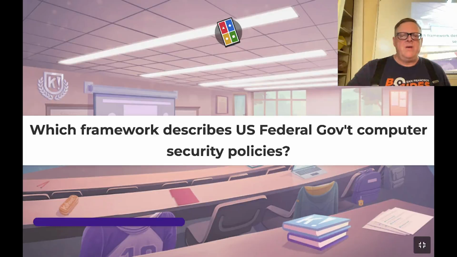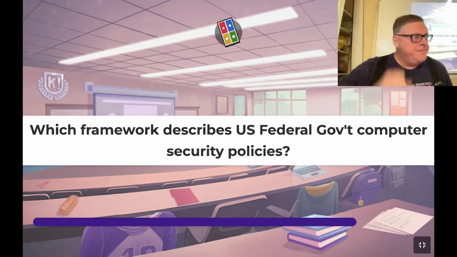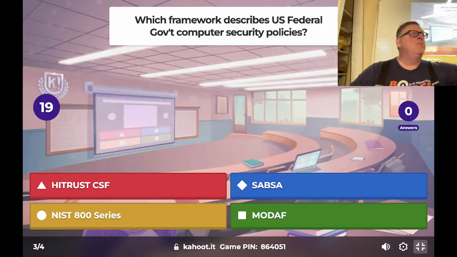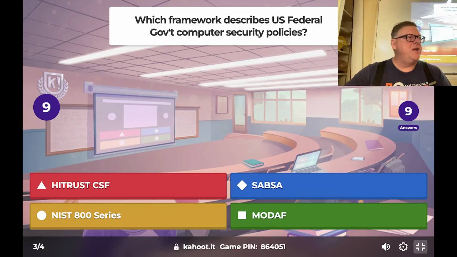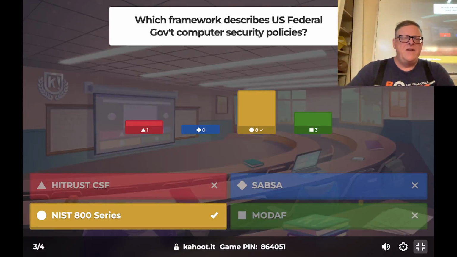All right, which framework comes from the U.S. federal government? Probably the most important for a lot of us in America. Certainly if you deal with government or critical infrastructure companies in America, which is what I do. That's NIST, National Institute of Standards. Good.